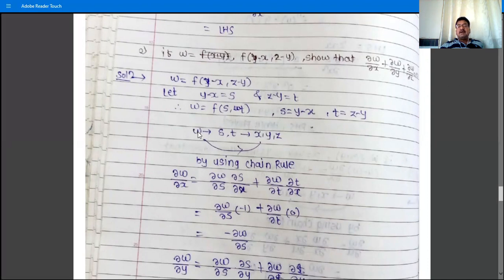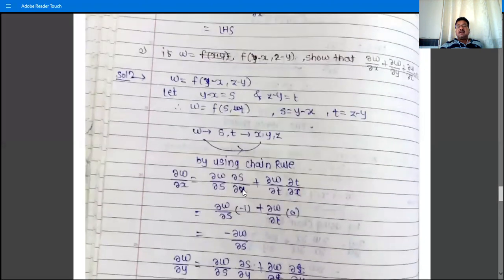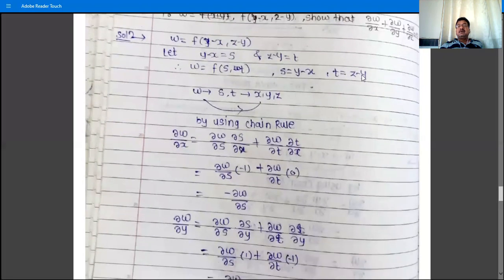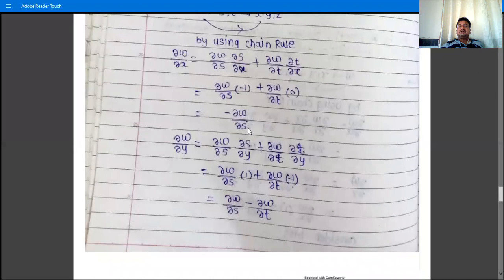Now, using chain rule, we have ∂w/∂x, ∂w/∂y, and ∂w/∂z. First find that. So ∂w/∂x is what? ∂w/∂s times ∂s/∂x plus ∂w/∂t times ∂t/∂x. Then ∂s/∂x is what? The derivative with respect to x is minus 1. The derivative of t with respect to x is 0, because t is z minus y. And then we have this, minus ∂w/∂s.